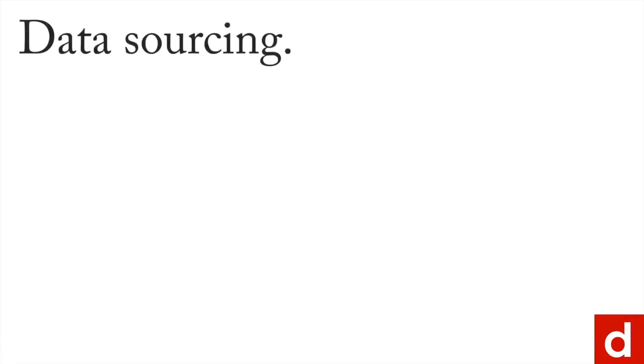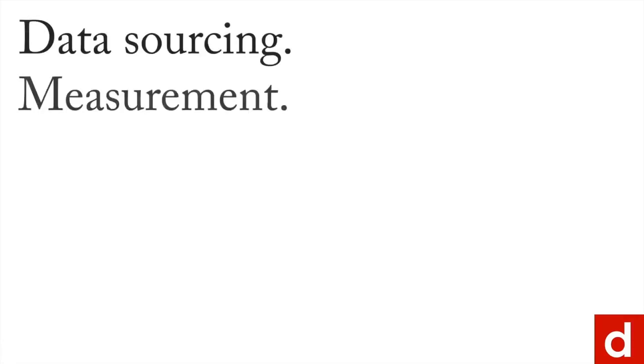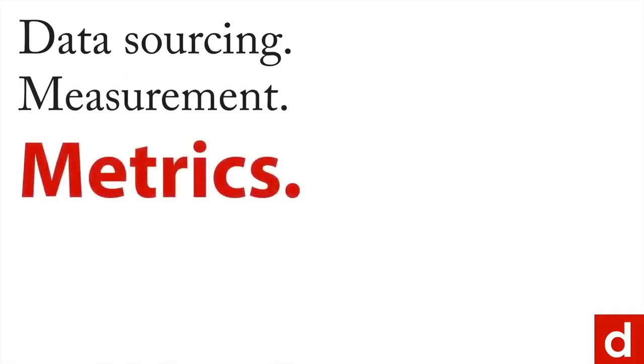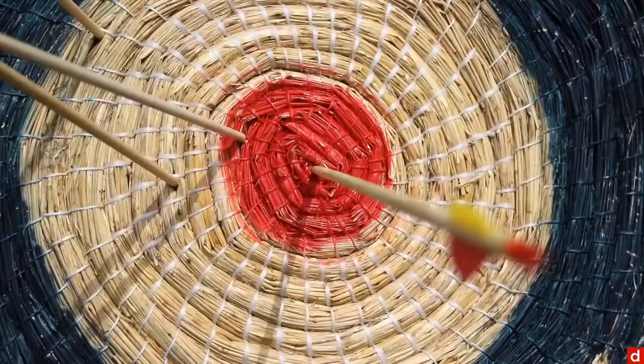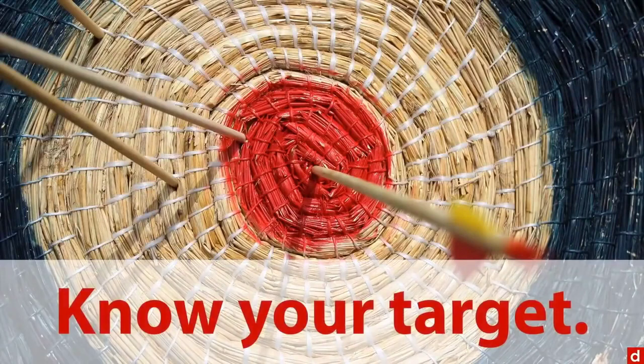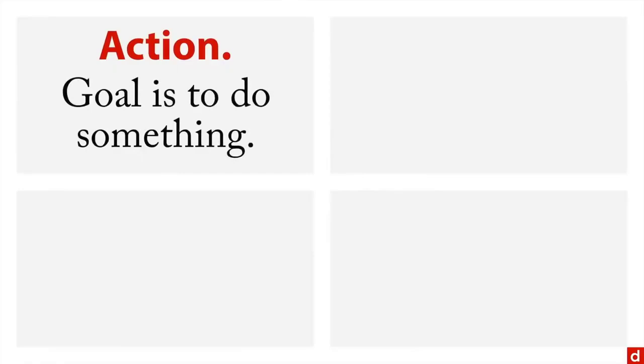For data sourcing, the first thing we want to talk about is measurement. And within that category, we're going to talk about metrics. The idea here is that you actually need to know what your target is if you want to have a chance to hit it. There's a few particular reasons for this. First off, data science is action oriented. The goal is to do something as opposed to simply understand something, which I say as an academic practitioner.